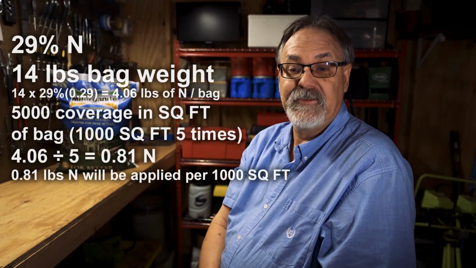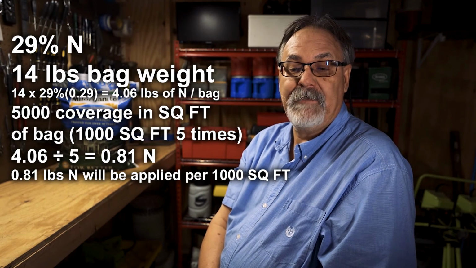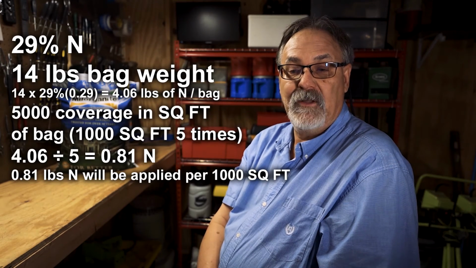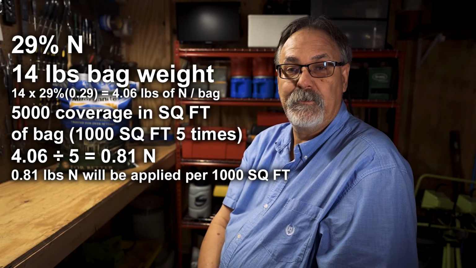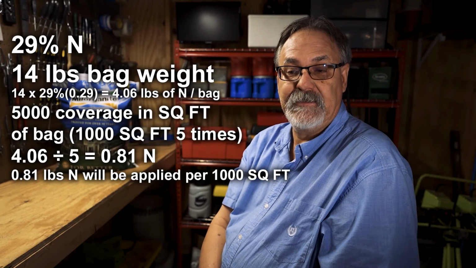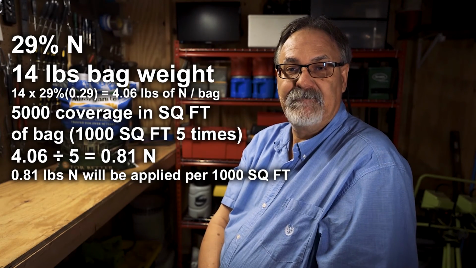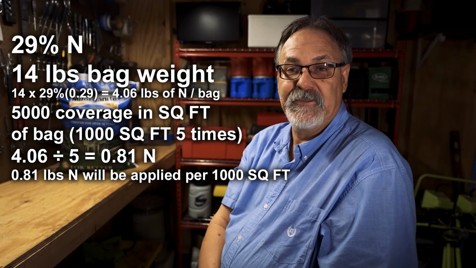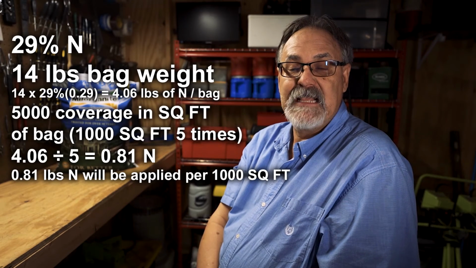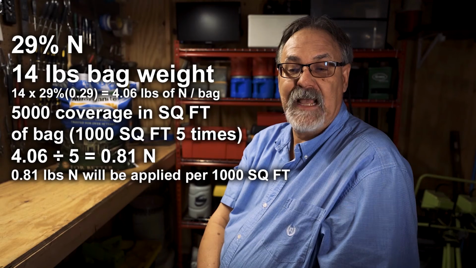Let's look at one more example. Vigoro has 29% nitrogen, and it only has a bag weight of 14 pounds. Its coverage is again 5,000 square feet for a bag. So 14 pounds times 29%, or 0.29, equals 4.06 pounds of nitrogen in a bag. This time we again have 5,000 square foot coverage, or 5 units of 1,000. Taking 4.06 and dividing that by 5 results in 0.81 pounds of nitrogen applied to each 1,000 square feet.